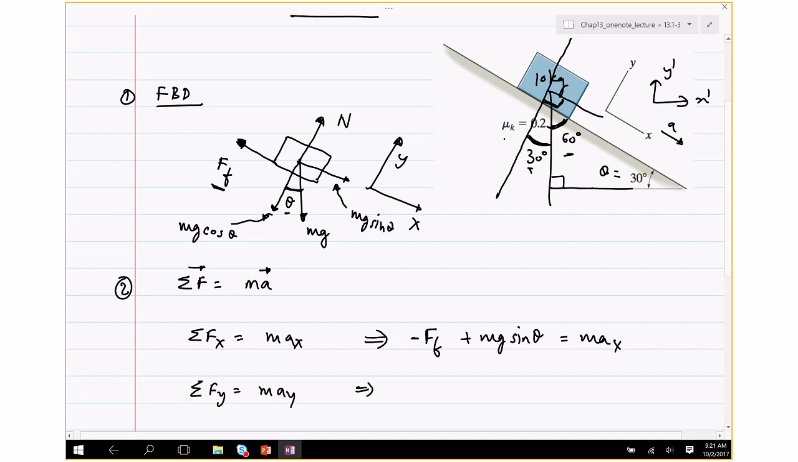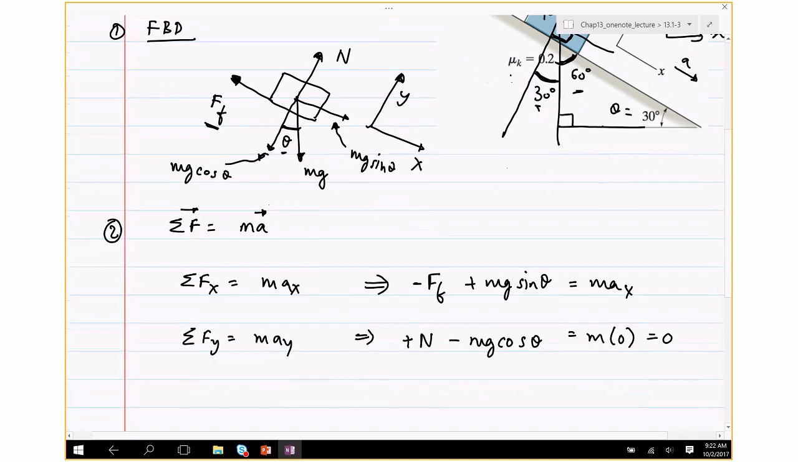Okay, so what are the forces in the y direction, where the y direction is normal to the inclined plane? Clearly there's an N, which is acting in the positive y direction. There's mg cosine theta, and it's got a negative sign. So those are the external forces, equal to mass times acceleration in the y direction. The mass has no acceleration in the y direction, so it's 0. Okay, so in this case, Ff is an unknown, N is an unknown.